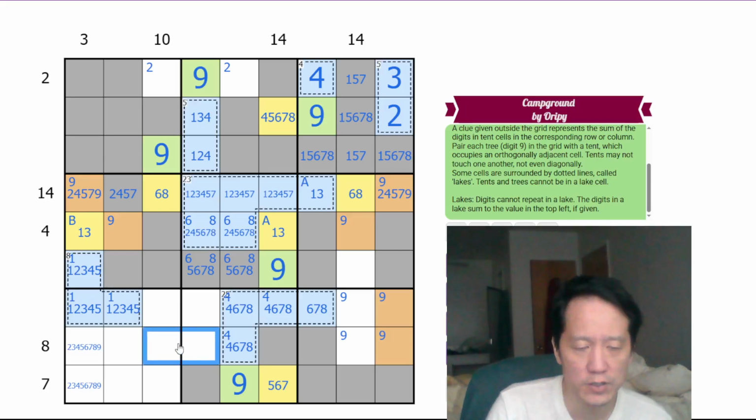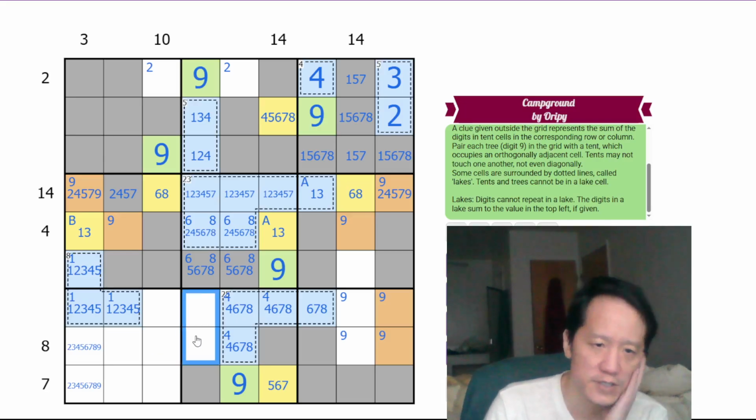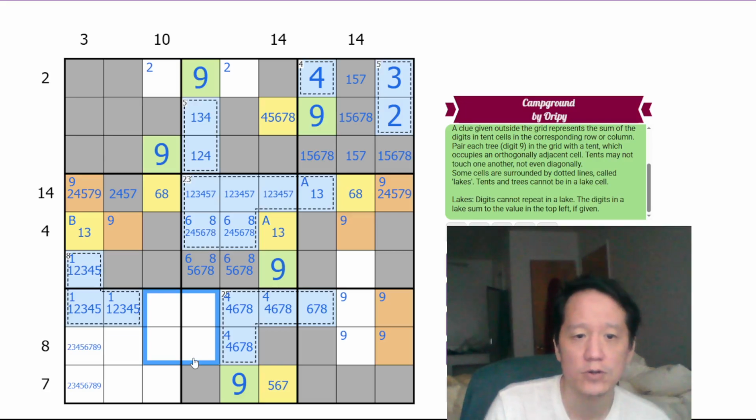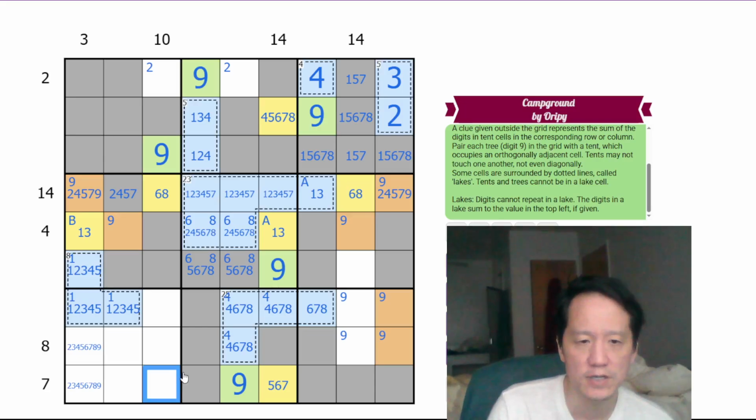This could be... No. None of these can connect to a 9 here. So neither of these can be a tree or tent because it doesn't have a 9 to attach to. None of these could be 9. So these are not tents or trees. Any of these 3 could be a tent. This can't be a tent because these 2 cannot be 9. So this is not possible to be a tent or a tree.